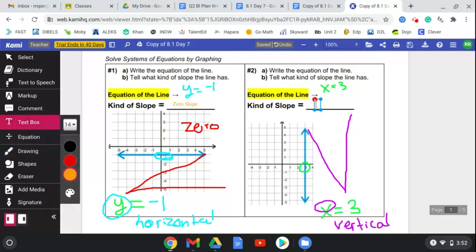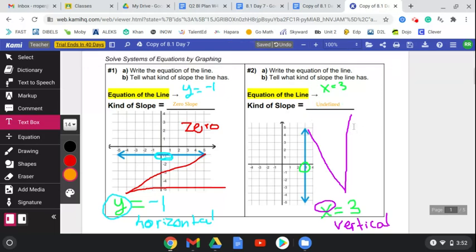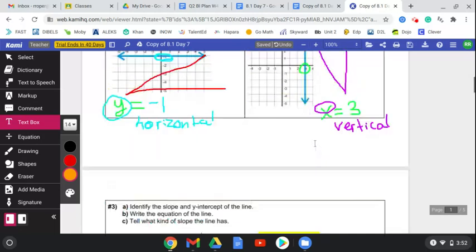So undefined, U-N-D-E-F-I-N-E-D, undefined. Sometimes people call this no slope, and that would also be correct. N for no, okay? But we're going to go with undefined. The second letter in undefined is an N. N, undefined. 0 slope for a horizontal line, no slope or undefined slope for a vertical line.